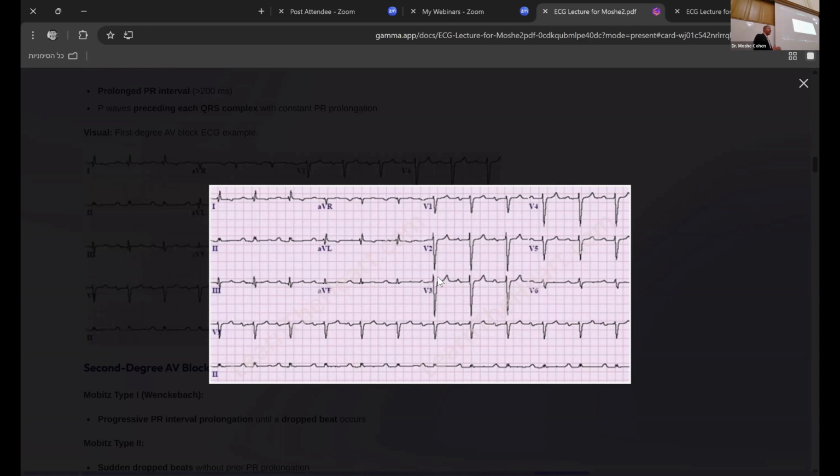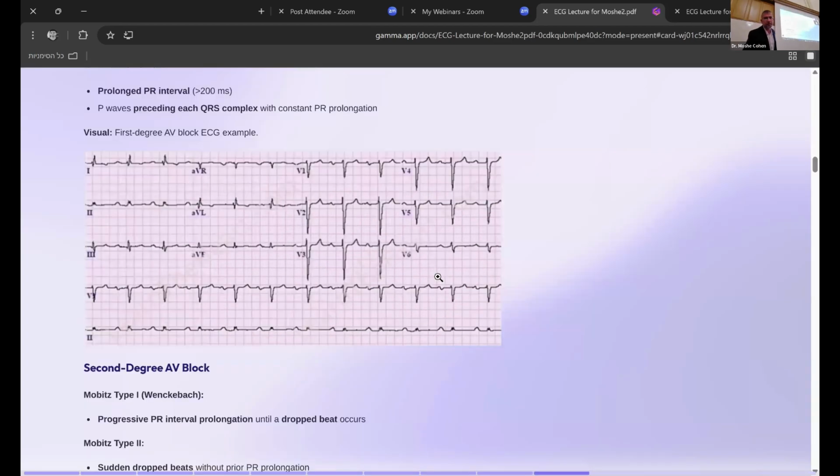Why would someone have a first degree AV block? In many cases, due to age. Because the AV node, remember, is anyway a bad conductor and it becomes worse with age. So this is a first degree AV block. That's the diagnosis. You already diagnosed LBBB, RBBB, AV block. Okay? Is everything clear? Good.